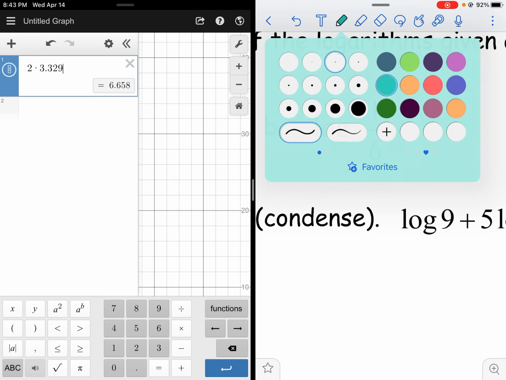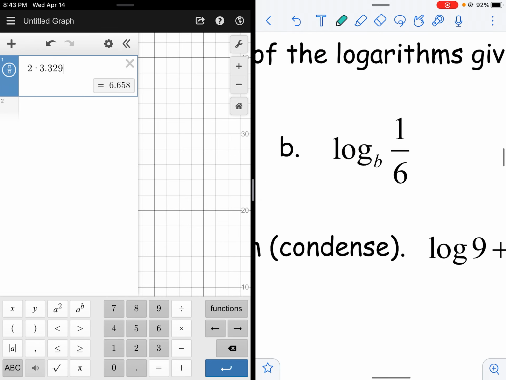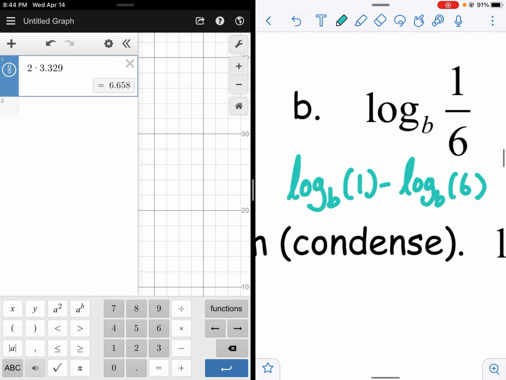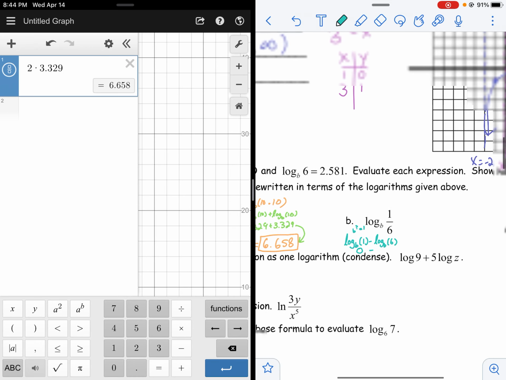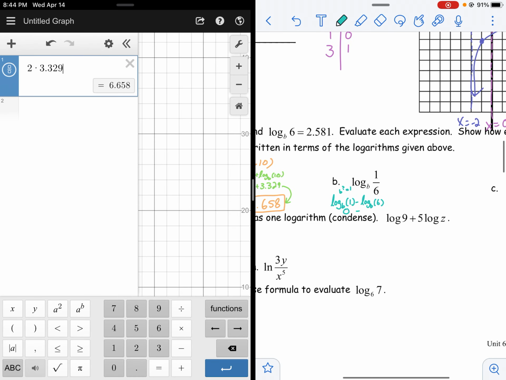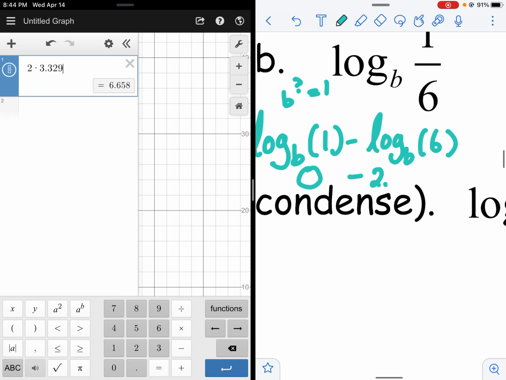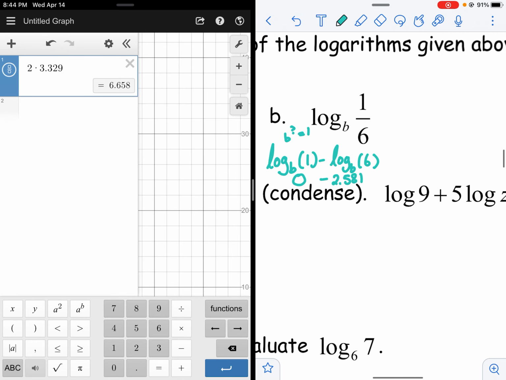Okay, letter B. Couple ways to think of letter B as well. I like to just think about the property of division, right? It becomes subtraction, so log base b of 1 minus log base b of 6. Whenever you take the log of 1, b raised to what power gives you 1? It's always going to be 0. So 0 here, and then minus log base b of 6, which is 2.581. So then our final answer is just negative 2.581.